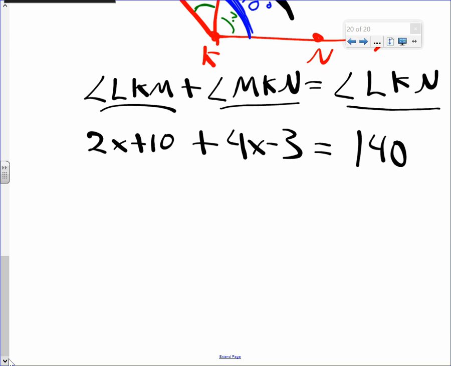Medina's on fire. 2x and 4x, I can combine those puppies. Like terms with like terms. Let's see, what is 2x plus 4x? 6x. Stay with me. I like to cross them out when I'm done. Like terms with other like terms, look at 10 minus a 3. Thank you. Positive 7 equals 140.